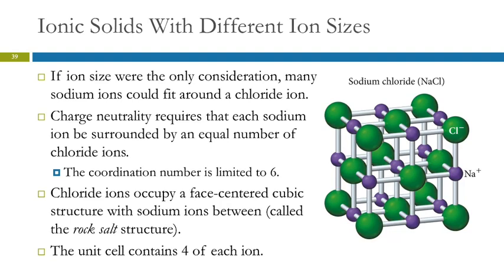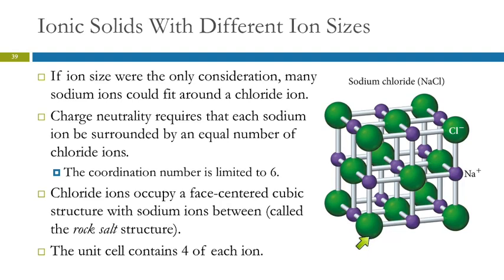So the way salt typically forms is it will form in the face-centered cubic structure. So here's one chloride ion at the face and chloride ions at the corners. And then the sodium ions will be in between those. This is known as a rock salt structure.